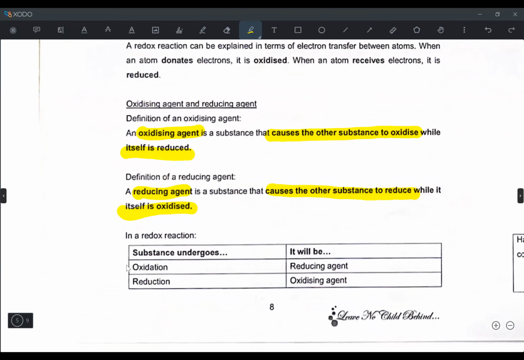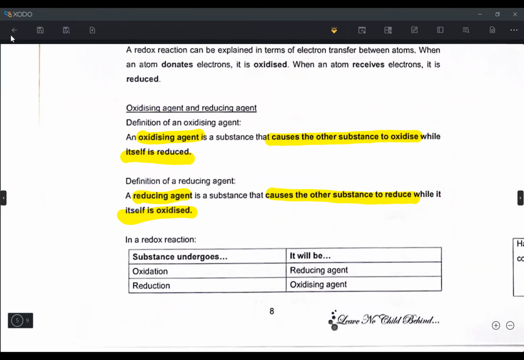So that means if the substance undergoes oxidation, it will be a reducing agent. Counterintuitive. If the substance undergoes reduction, it will be an oxidizing agent because it oxidizes others but is self-reduced. So these two must memorize. Later I will go through again, so just take note.